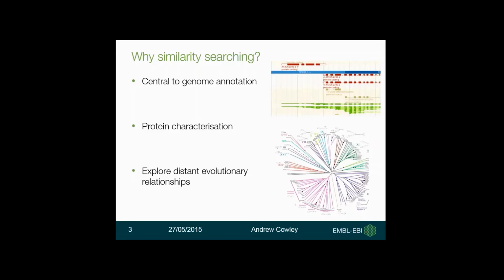So the first question people often have is, well, why bother with similarity searching? Why is this useful in the first place? Well, it's something that's been going on for a long time in bioinformatics now, and it's now become central to genome annotation, to help us classify proteins, and to explore distant evolutionary relationships.